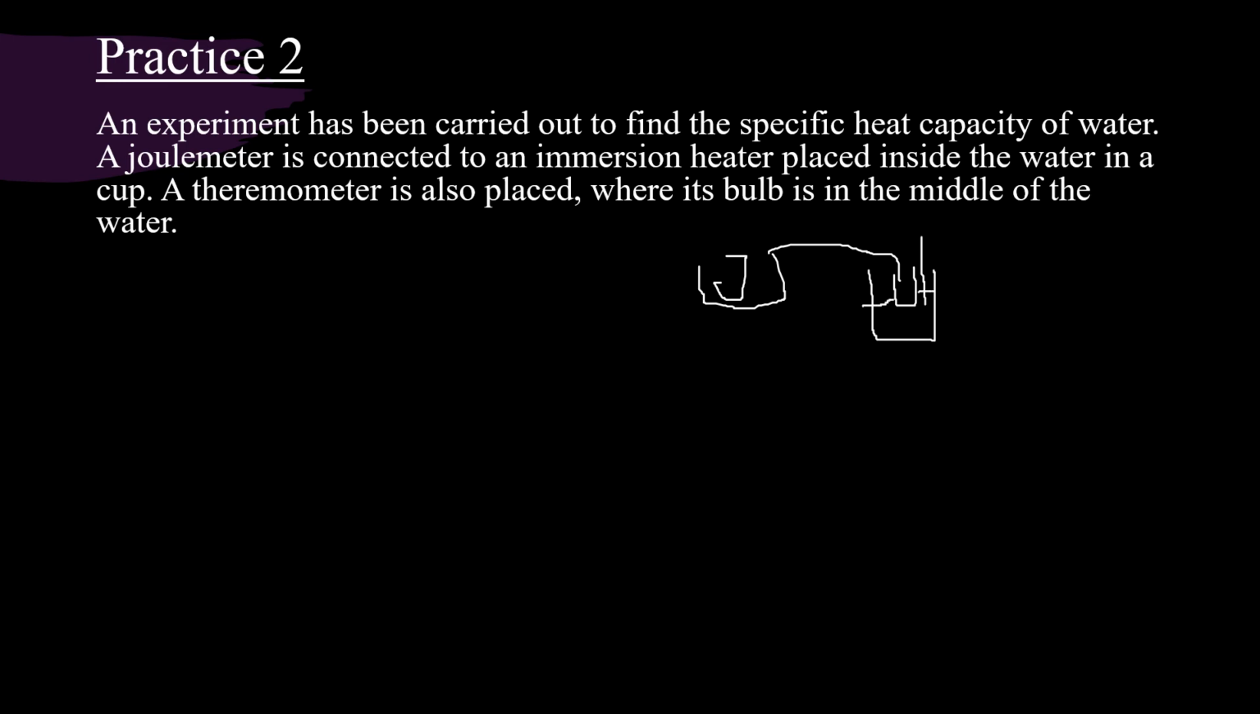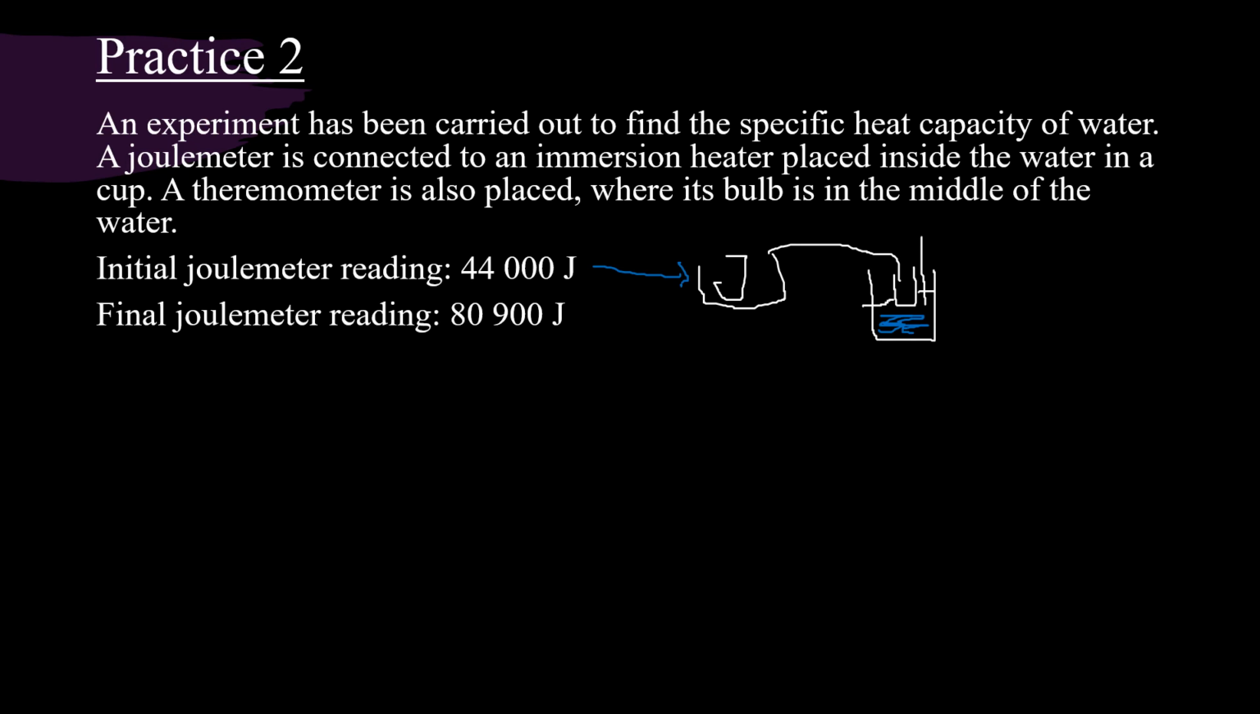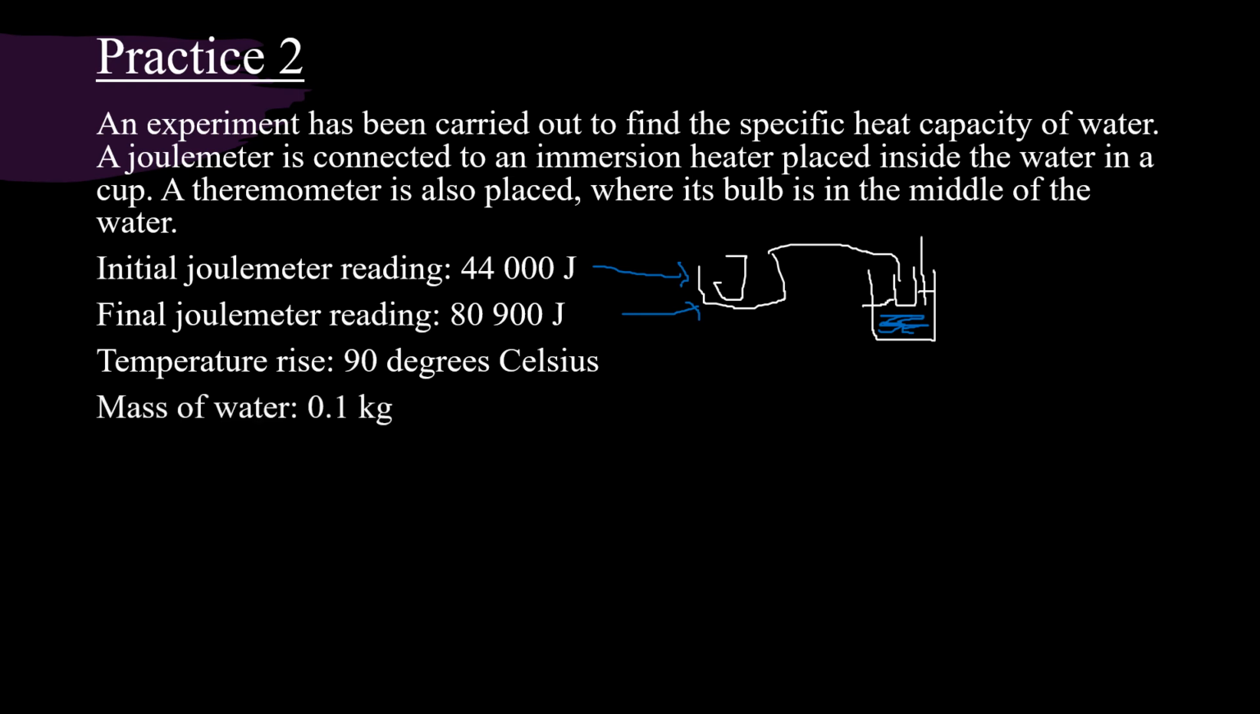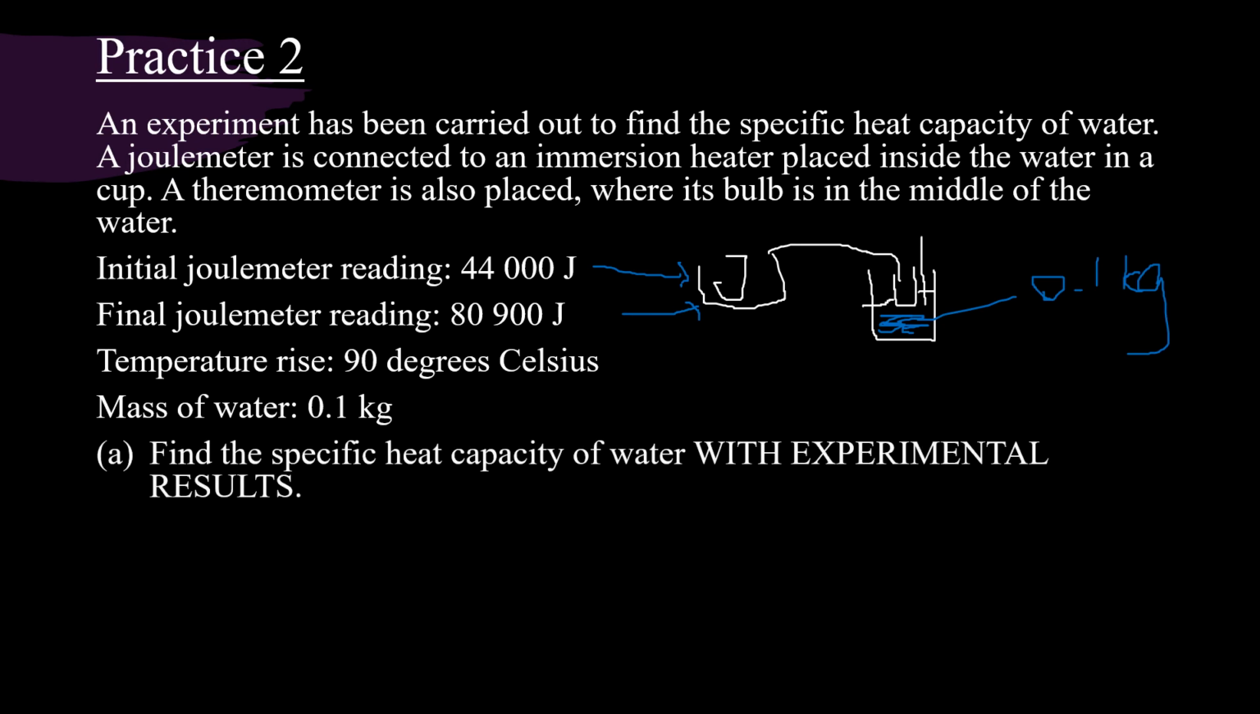So we can see that the basic idea is something like this, where this will be the water. So the initial joulemeter reading is originally like this, but later on after heating it will be like this. That means the energy that we have used directly. And the temperature has been raised by 90 degrees Celsius, and the mass of water is 0.1 kg. So this contains 0.1 kg of water, okay. And we need to find the specific heat capacity of water with the experimental results.